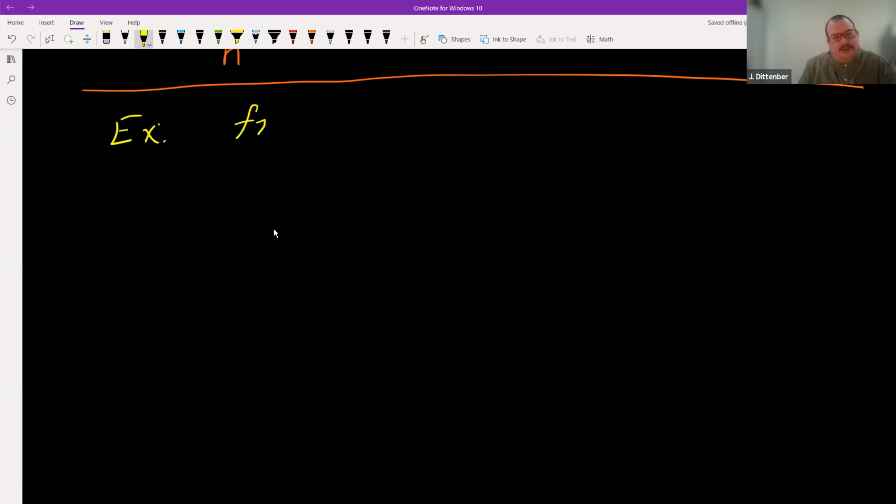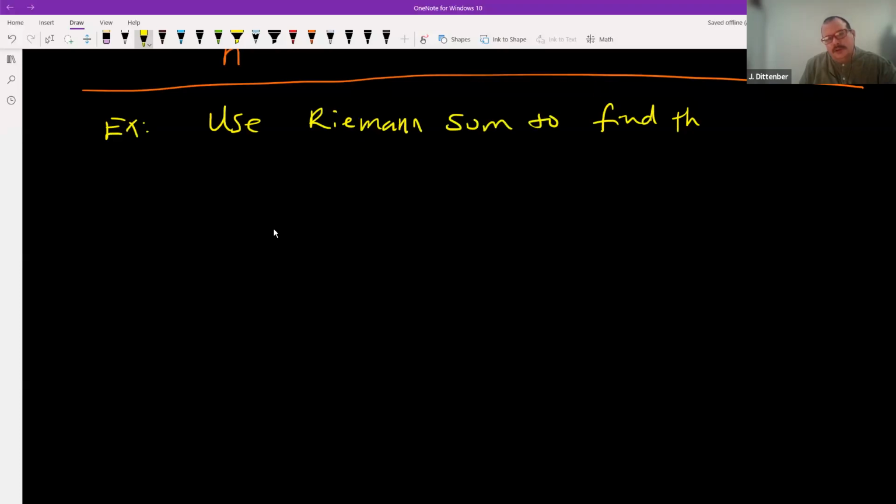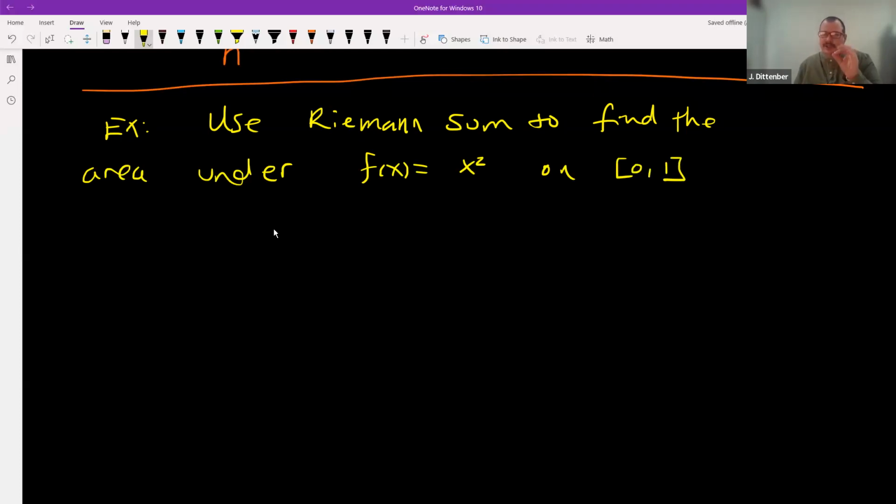So we have f of x. Let me use the language of a typical problem. Example: use Riemann sum to find the area under f of x equals x squared on the interval from 0 to 1. Now, if it doesn't tell you how many rectangles to use, that means you need to take the limit as the number of rectangles goes to infinity.